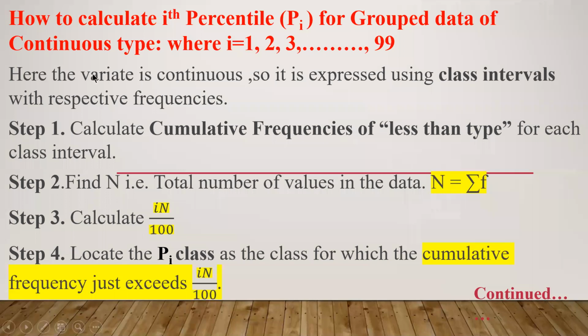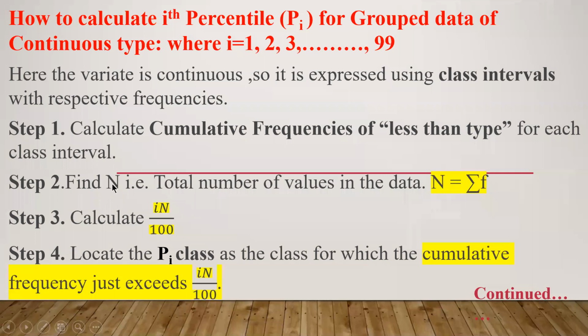Okay. Here the variate is continuous, so it is expressed using class intervals. You know the meaning of continuous type of intervals. So the first step is the same as it was in median, quartiles and deciles: calculate the cumulative frequencies of less than type for each class interval.